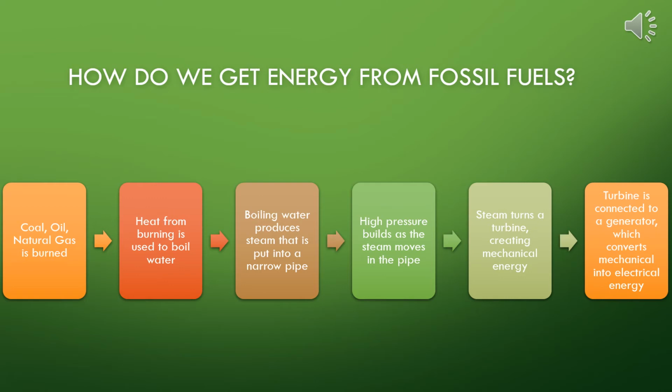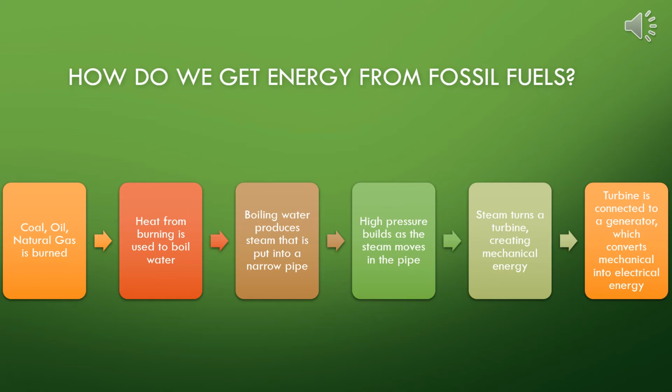So we've talked about energy resources. We've talked about quality, and we've talked about longevity, but we haven't really talked about how we actually get the energy from a non-renewable resource. Let's talk about fossil fuels first. We obtain coal, oil, and natural gas, and we burn them. When we burn coal, oil, or natural gas, it produces heat, and that heat is used to boil water. The boiling water produces steam that is put under high pressure in a narrow pipe.